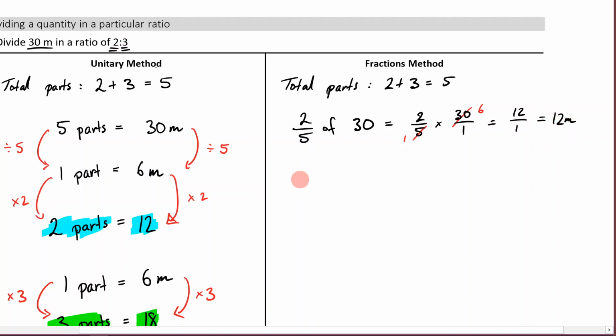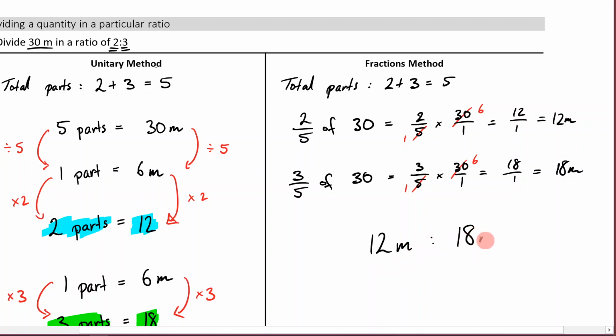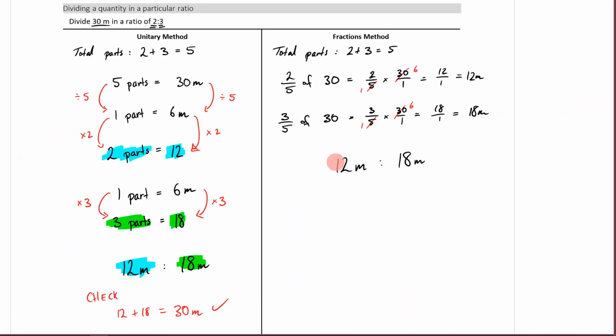And now for my 3 parts, what is 3/5 of 30? So I write that out: 3/5 times 30 on 1. I then do some cancelling. 5 divided by 5 is 1, 30 divided by 5 is 6. So that means I'm going to get 3 times 6 is 18, 1 times 1 is 1, 18 meters. So that means it's going to be 12 meters to 18 meters. And that's what we found in the unitary method. We got the same answer. 2 parts was 12 meters and 3 parts was 18 meters.